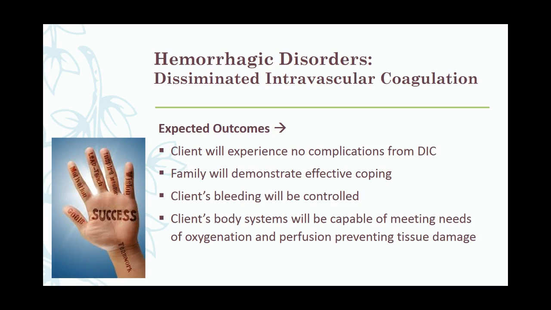The family will demonstrate effective coping. We will control the client's bleeding, and their body systems will be capable of meeting the needs of oxygenation and perfusion so that we can prevent any additional tissue damage.